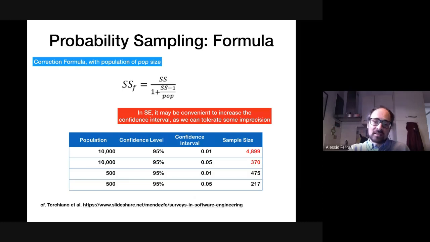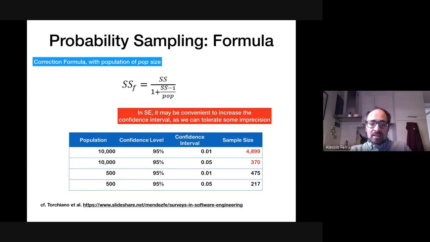So in practice, it may be convenient to increase the confidence interval while keeping the same confidence level, because you see that the confidence level doesn't have as strong an impact as the confidence interval on your sample size. So 0.05 is acceptable as a confidence interval, and with a sample size of 370 people, you can infer quite good information for a population that is 10,000 people.